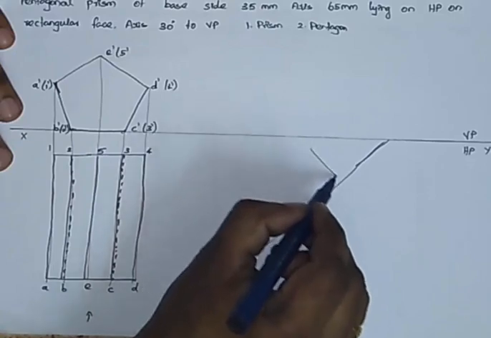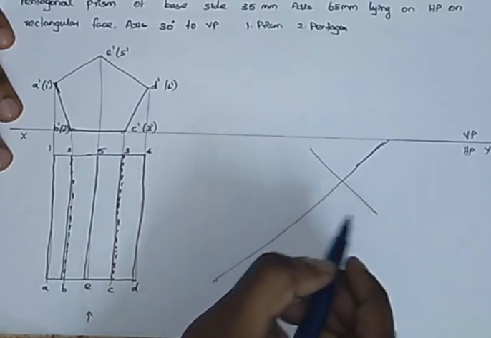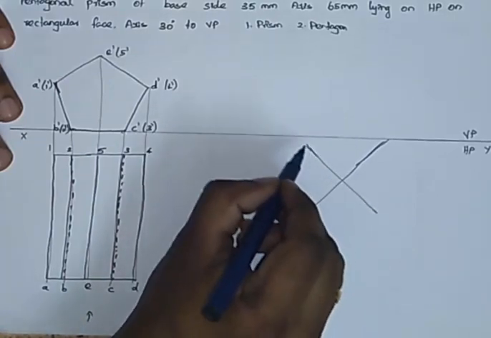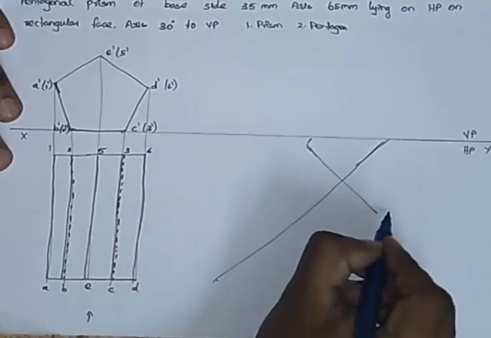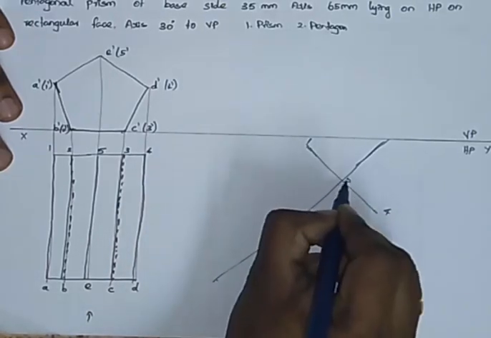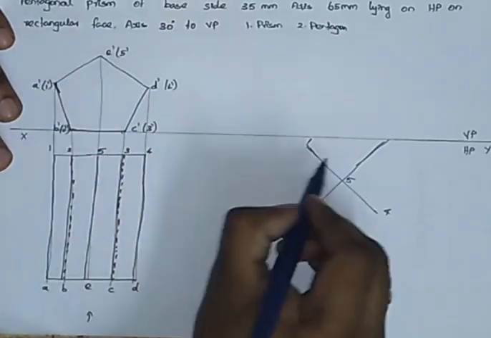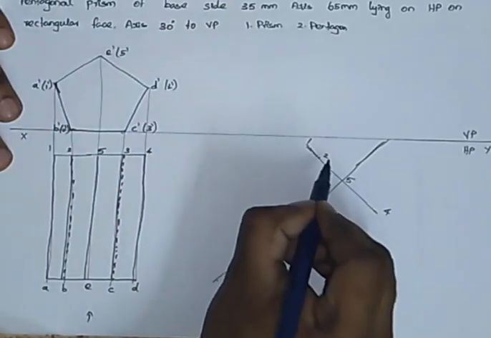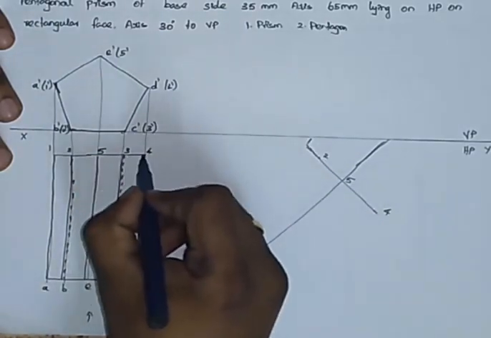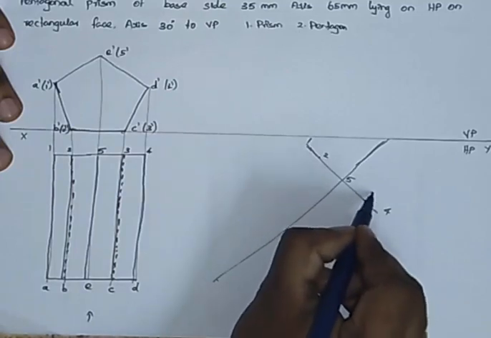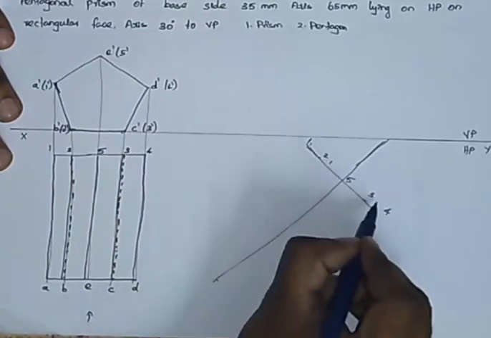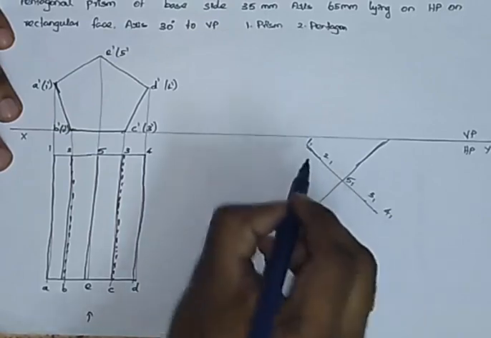So I am going to keep the base here, that is this point is 1, this point is 4, this point is 5. Measure the point 1 to 2, make this here. Similarly measure the point 3, 4, make this here. So 1, 1, 2, 1, 3, 1, 4, 1, 5, 1.